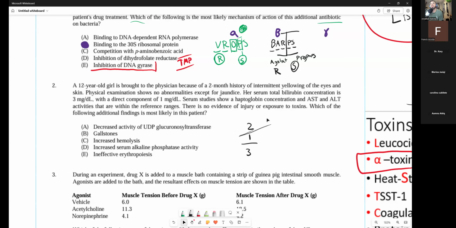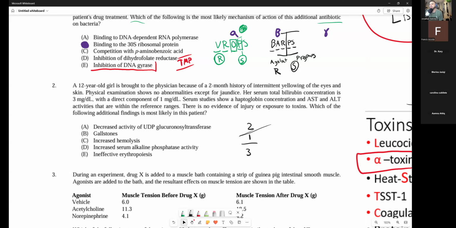Yeah, total should be 1. Paulo says UDP, it must be the liver. Any type of Gilbert, right? Let me see. What else do you guys think in this sense?